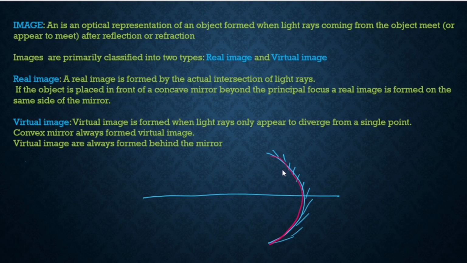If the image is formed in front of the reflecting surface, then it is a real image. When the image is formed behind the reflecting surface, then it is a virtual image. If the image is formed upwards, in the upper direction of the principal axis, then it is erect. If it is in a downward direction, below the principal axis, then it is inverted. Remember this.